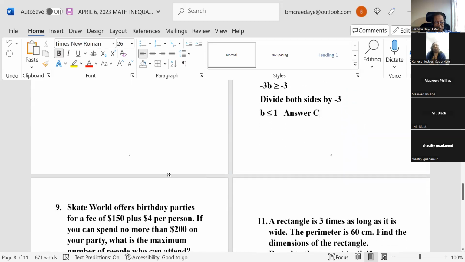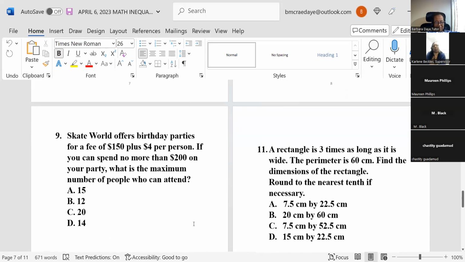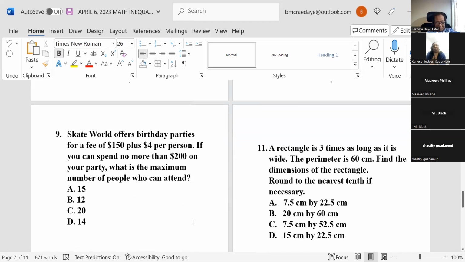So let's go to number 9. Skate World offers birthday parties for a fee of $150 plus $4 per person. If you can spend no more than $200 on your party, what is the maximum number of people who can attend? You've got a fixed fee of 150 and you've got a variable price of $4 a person.